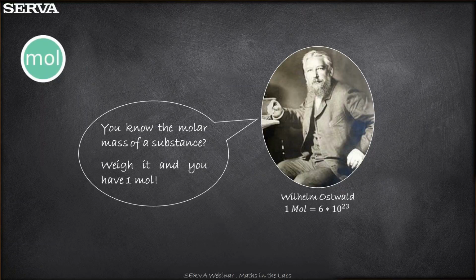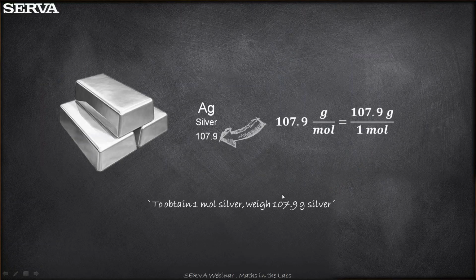The molar mass of a substance can be found online, in certificates of analysis, or, the best way, in the periodic table of elements. For example, with silver, you have this number below the symbol and the name. It's 107.9, and this means that you just weigh this number, 107.9 grams, and you have 1 mole of silver.